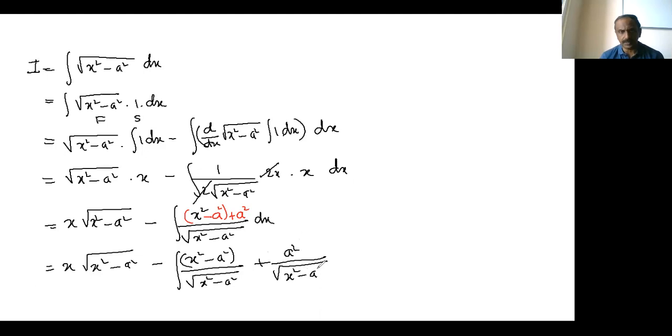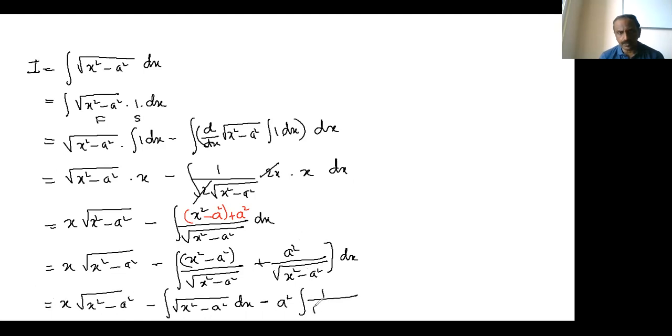Last time I didn't have enough space, so I just did this step directly. Now when you open the bracket, this will become negative. That's why the minus sign comes. So x root of x square minus a square minus integral, this cancellation will give you root of x square minus a square dx. This minus of plus will give you minus a square outside the integral, 1 upon root of x square minus a square. So finally, I'll get my answer like this.